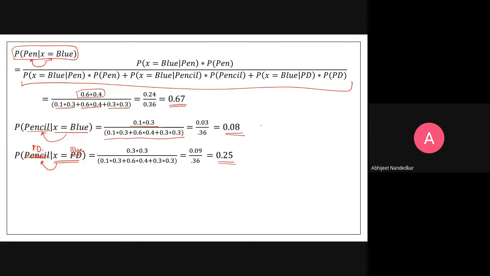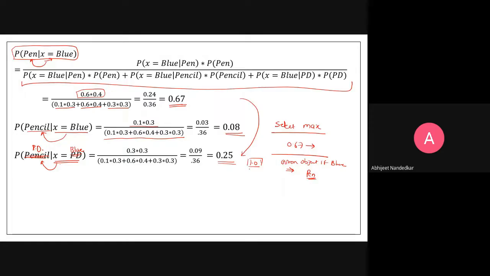Okay, now we have all three probabilities. You can check that the sum must be 1. If this is not 1, then there is a problem in our computation. I hope this is 1. Then select the max probability. Selecting the max is 0.67. Then my decision based on this is that given the object, if it is blue, then it is likely that this is a pen. So my decision goes with pen.